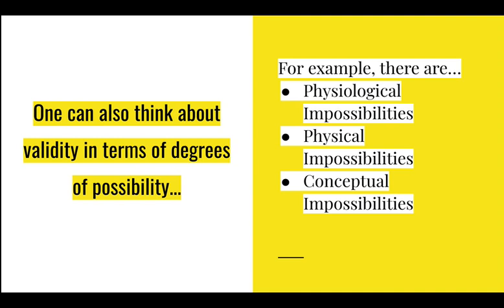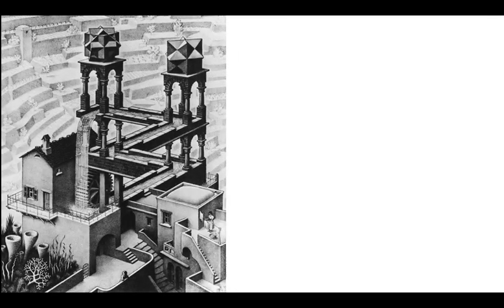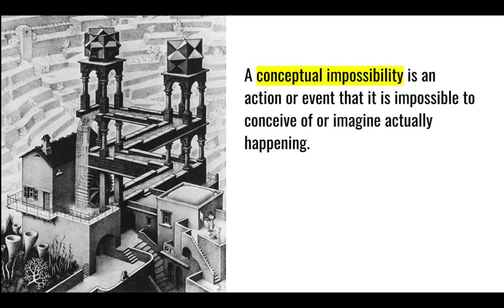But there's a third, even greater degree of impossibility. And these are conceptual impossibilities. So it doesn't matter what species you are, human or fish or whatever, or what parallel universe you're in, some things are just simply conceptually impossible. So what does that mean? A conceptual impossibility is an action or event that it is impossible to conceive of or imagine actually happening.